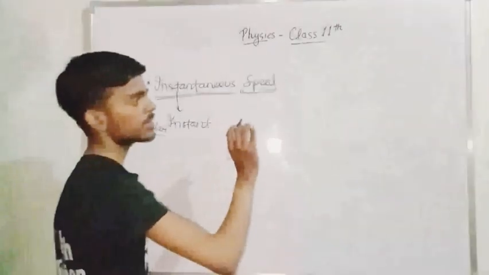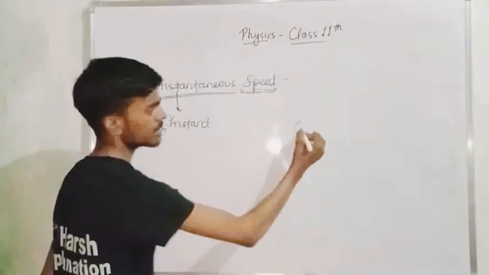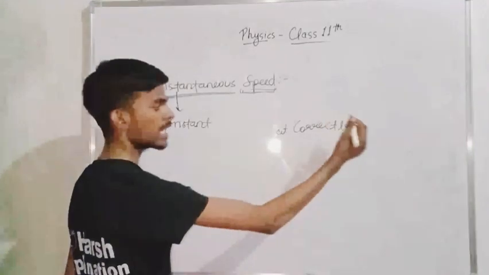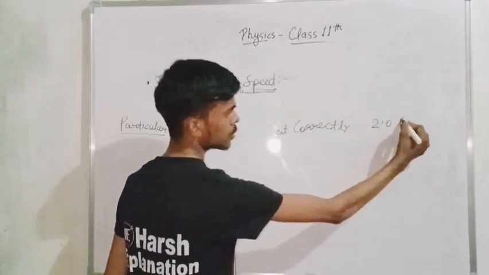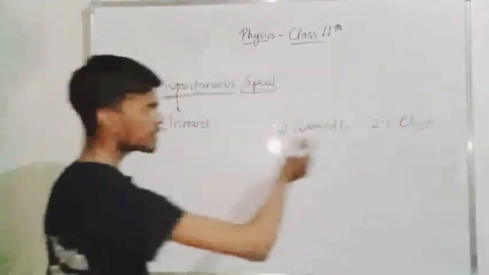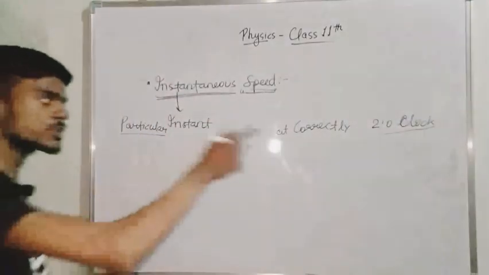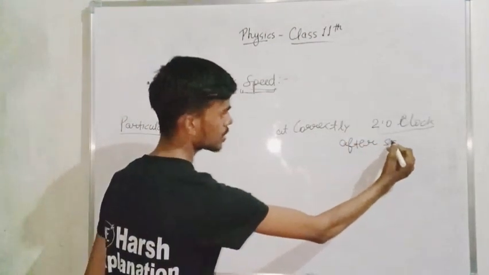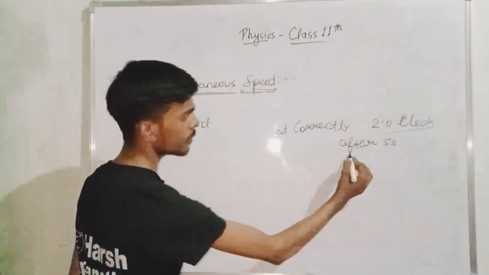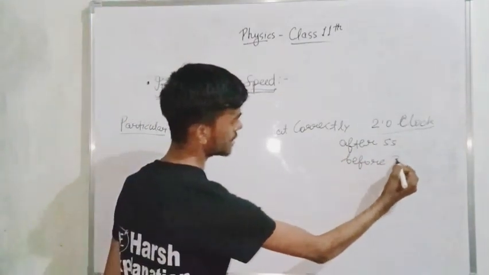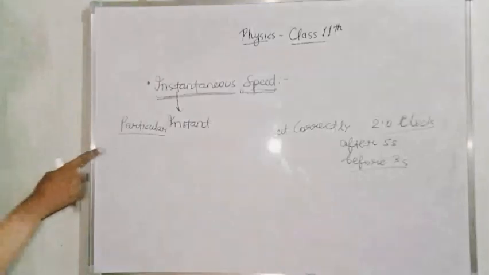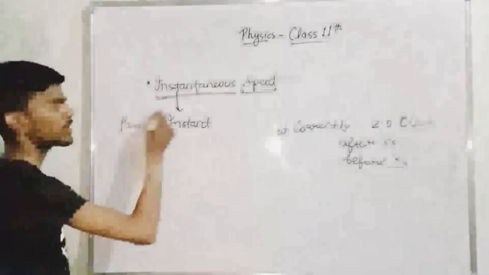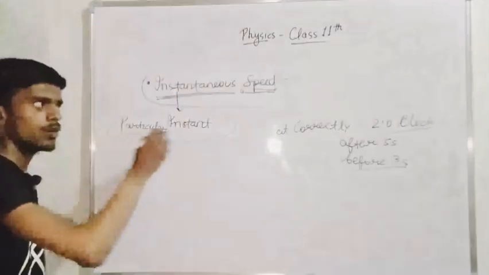Suppose we have to define the speed of a body at what time? Suppose at 2 o'clock. If we have to define the speed of a body at a particular time, just after 5 seconds, or just before, we can say 3 seconds. Okay, if we have to define the speed of a particular body at a particular instant, then we have to use our instantaneous speed.